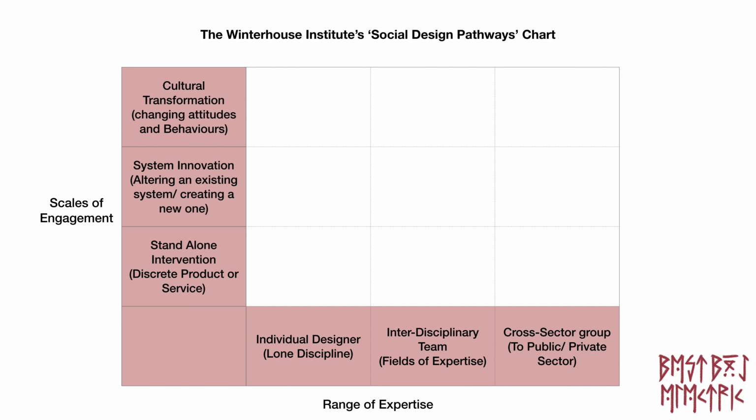So then I moved on to the Winter House Institute's social design pathways chart. It allows you to map out various ways of solving complex or wicked situations from small individual scale to the global collaborative scale. It's a great way of getting ideas down.